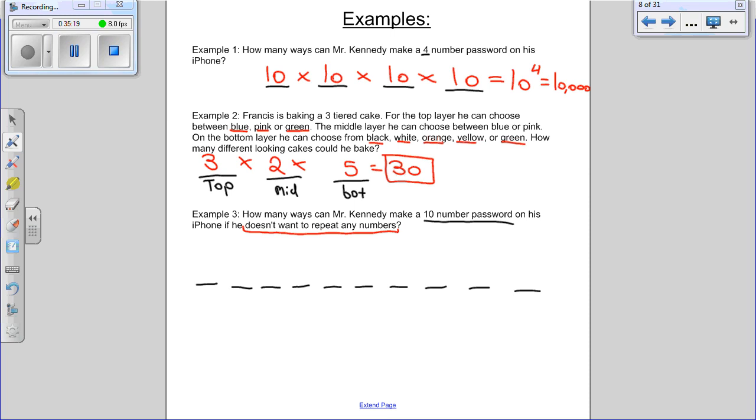The second spot, though, since I can't repeat any numbers, can't be the same as whatever went in here. That means I only have 9 options left for that second spot, because I already used one of the numbers and it said I can't repeat. If we continue with that trend, the third spot, I would be down to 8 numbers left to choose from. And I'm going to do that all the way across, every time losing one number.